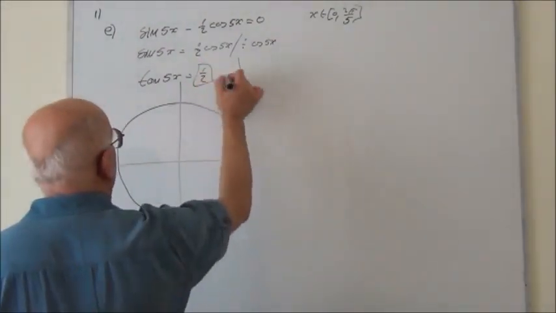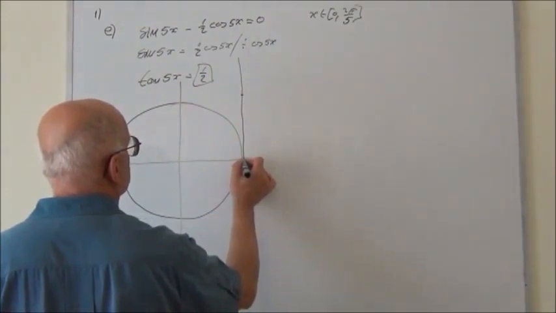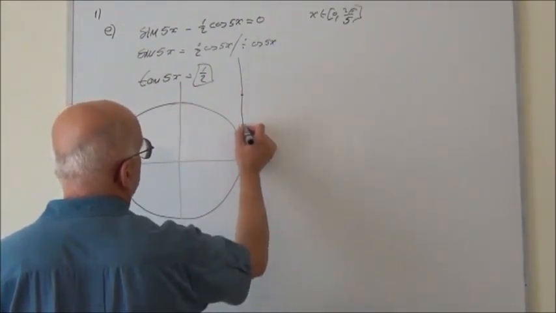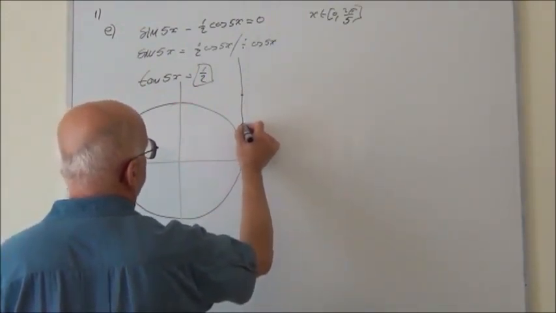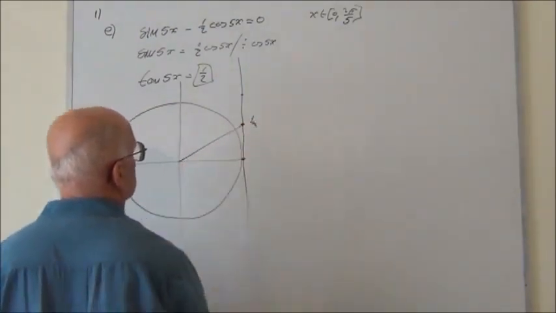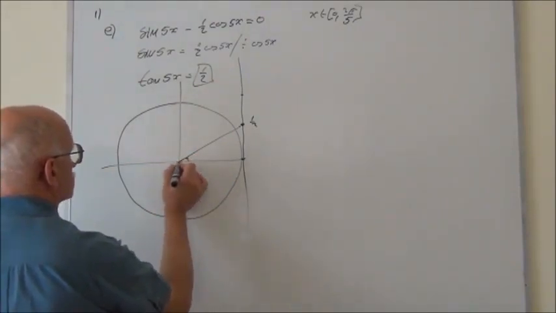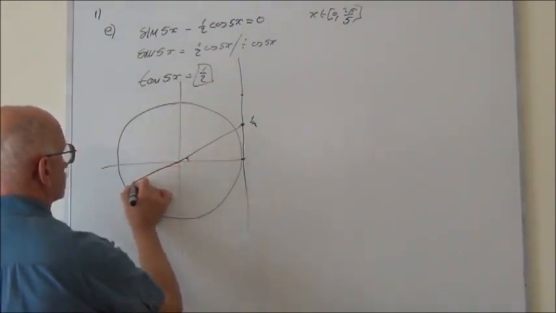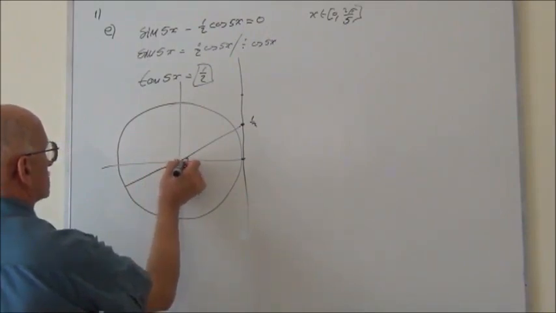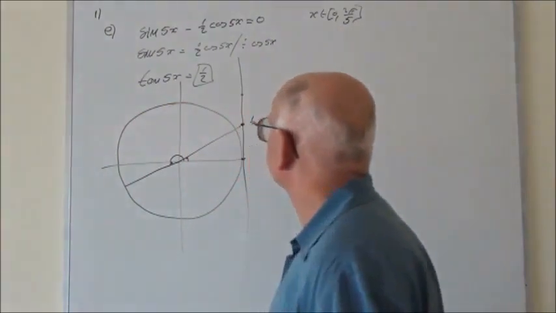And this number on that line, this is 1, this is 0, so half should be somewhere here, and that is one angle, but also another possible solution is this angle here.